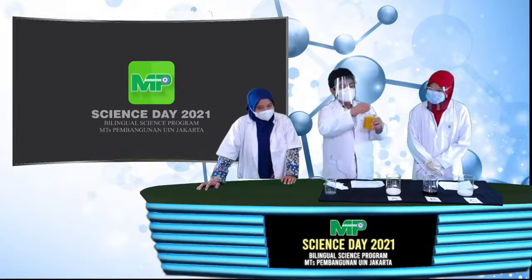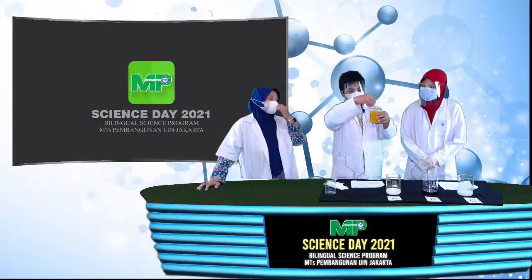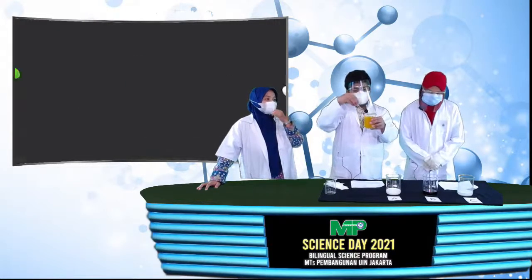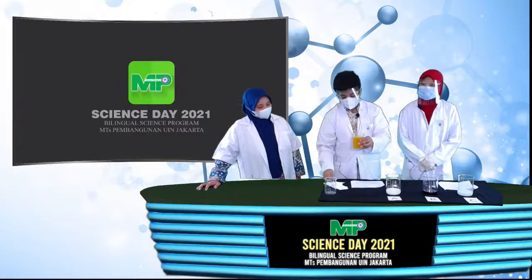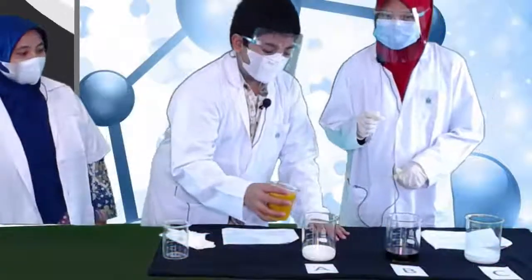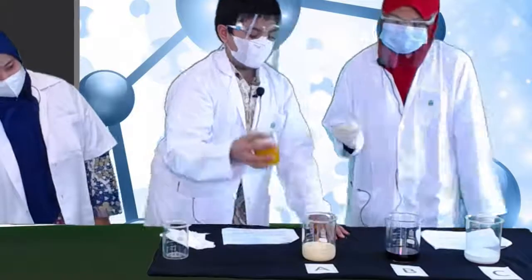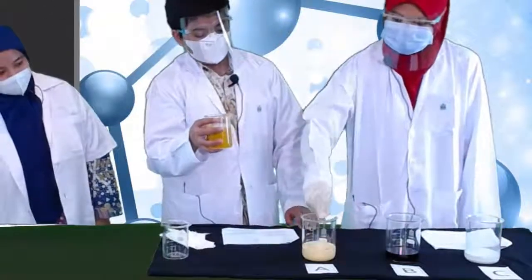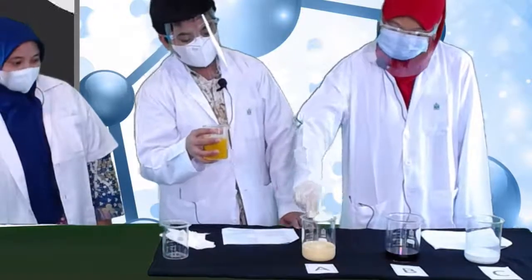Look at Reina, what color is this? It's orange. Now it's already dissolved. Reina, can you hold this? The second, we pour this turmeric water to the glass A. Mix it until it dissolves. What color is that, Reina? It's light yellow.